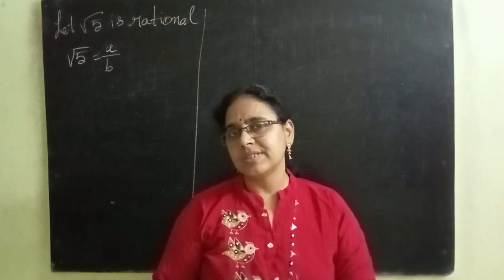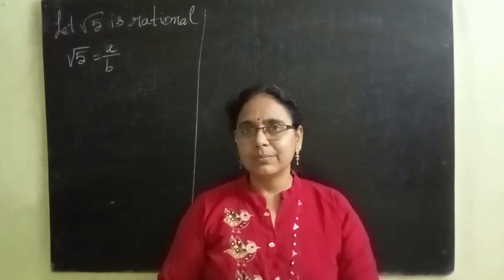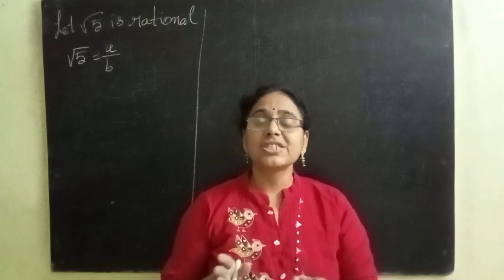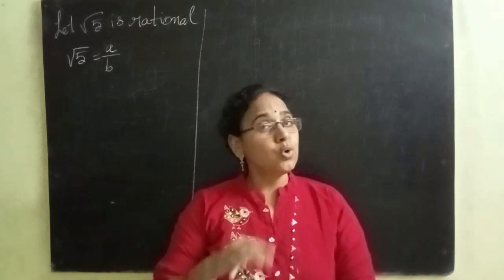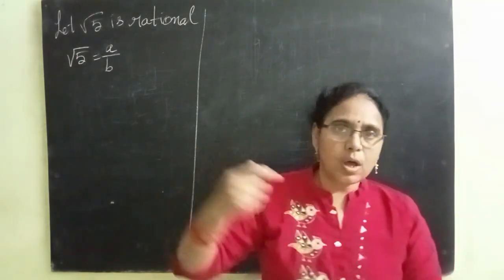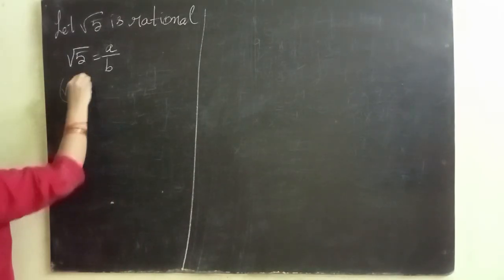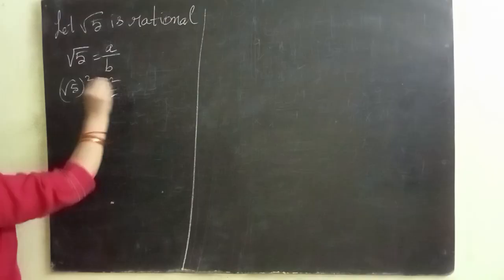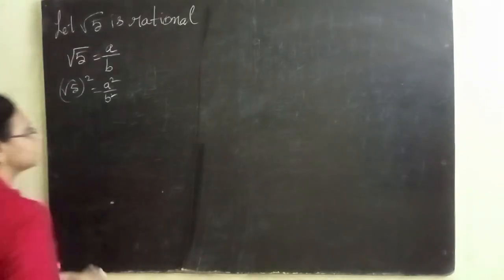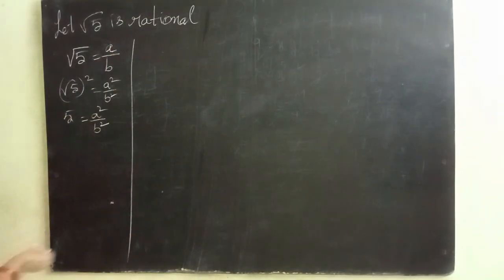What do you mean by co-primes? The only common factor they have is 1. No other common factor. Keep that in your mind: they must be co-primes. That means you always have to write it in simplest form, with no common factor between numerator and denominator. Okay, so I am squaring on both sides. So you will get root 5 whole square equals a square by b square. Then the square and root will cancel. 5 is equal to a square by b square.